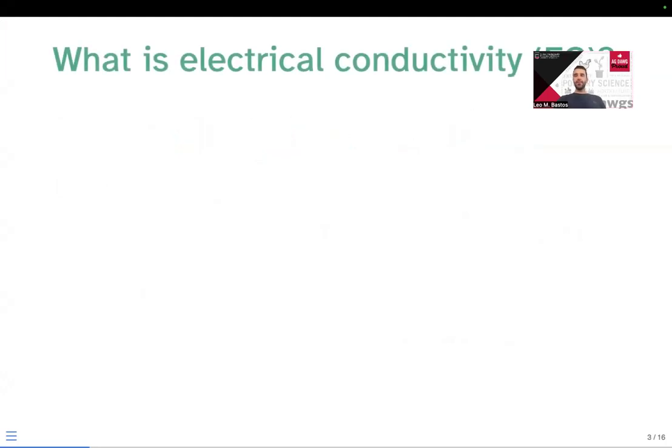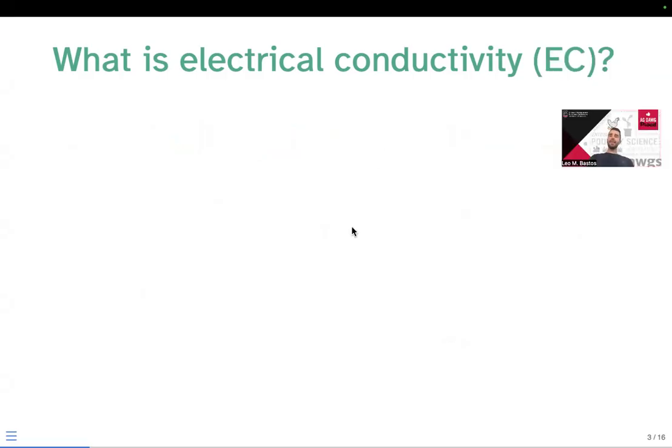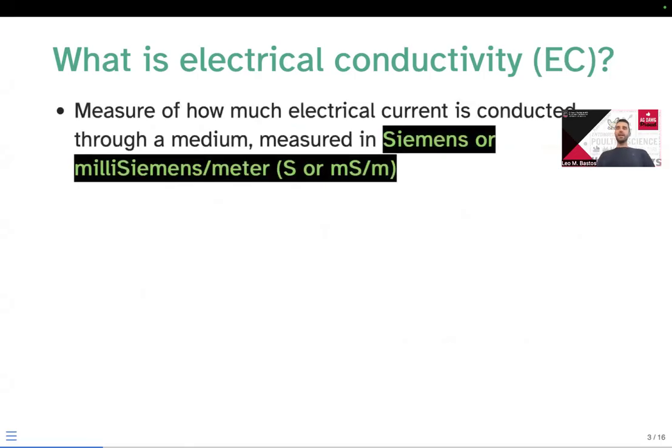And that's it. So to begin with, what is electrical conductivity? As the name implies, it is a measure of how much electrical current is conducted through a medium. And in our case, that medium is going to be mostly soil, but also the soil environment that's going to be composed of soil particles, of water, and air pores. And it's measured in either Siemens or millisiemens per meter. These are pretty common units for this type of measurement.